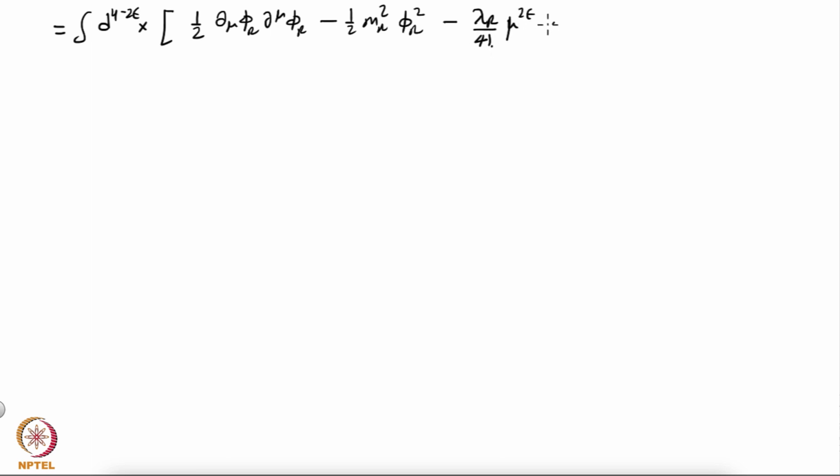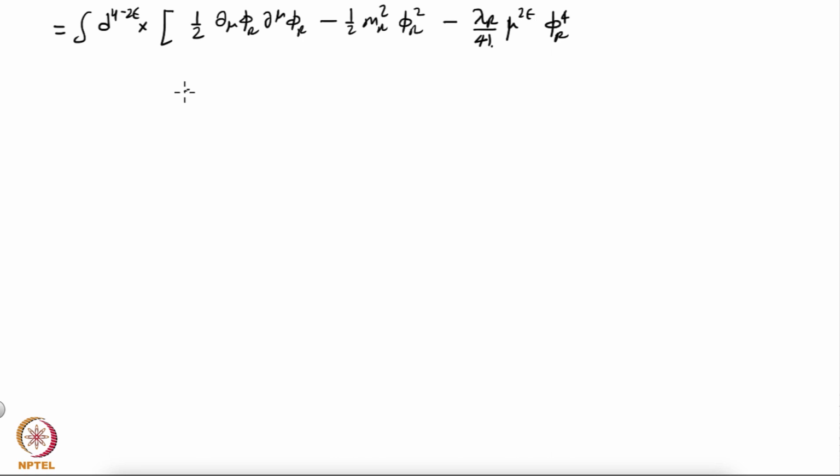So the same action I rewrote as the integral d^(4 minus 2 epsilon) x of half del mu phi_r squared minus half m_r squared phi_r squared. Remember, m_r has mass dimension 1, so that is why there was no need of any additional mass scale. And then we had lambda_r over 4 factorial mu to the 2 epsilon phi_r to the 4. So I added this and then I subtracted and I get this.